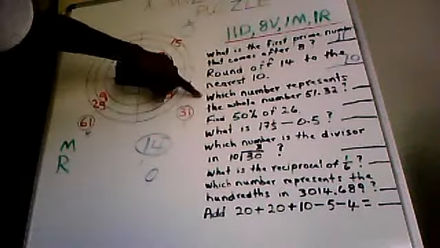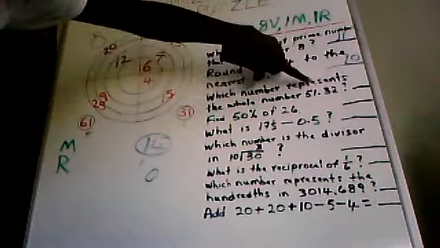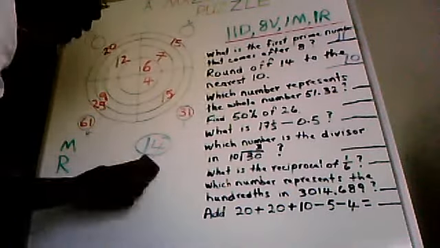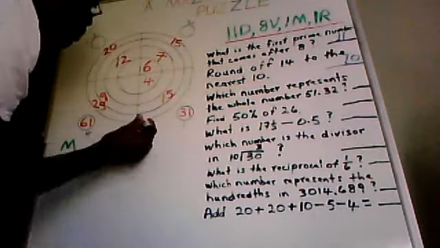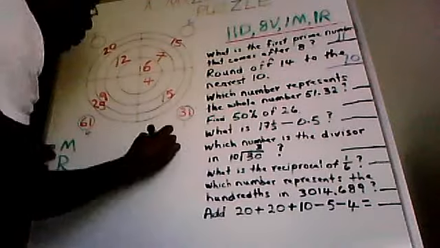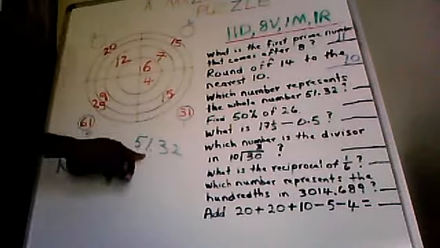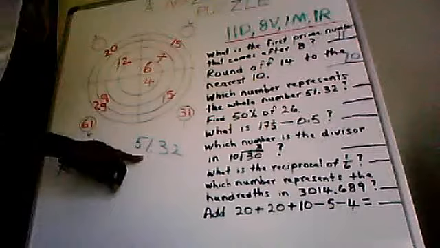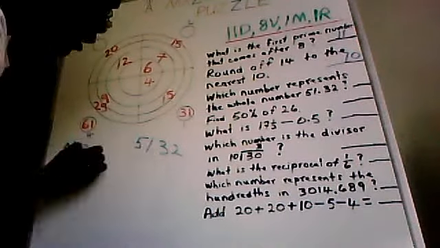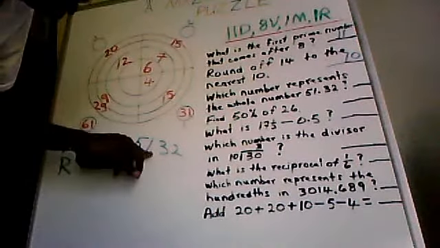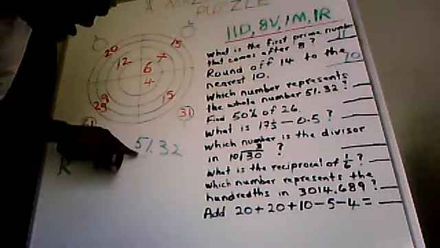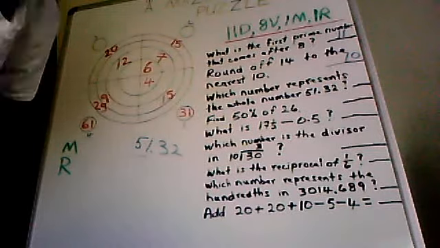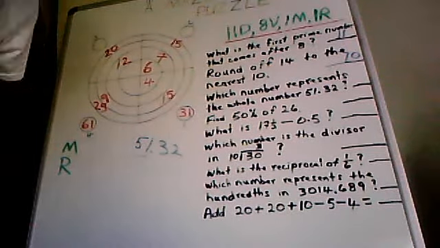The third question says, which number represents the whole number in 51.32? The number that precedes the decimal is always called the whole number, and after the decimal, that's the fraction. So 51 should be the number that represents the whole number right here. So 51.